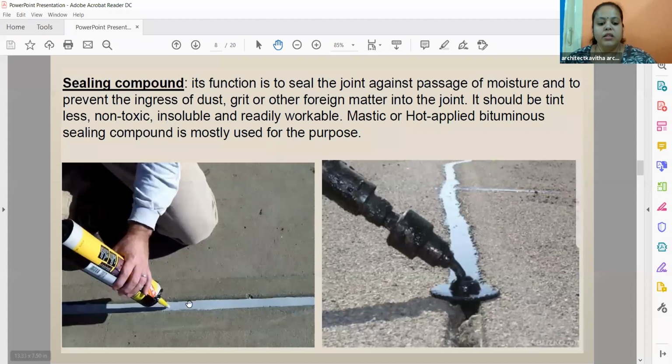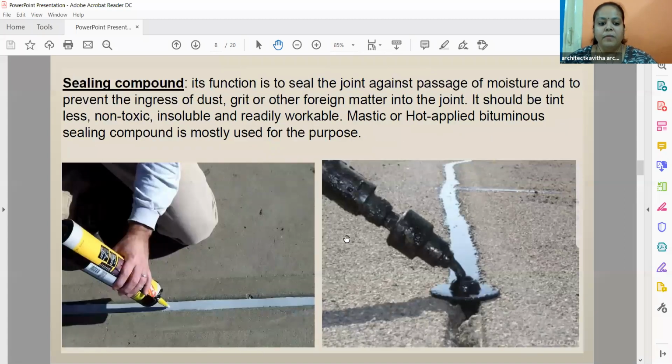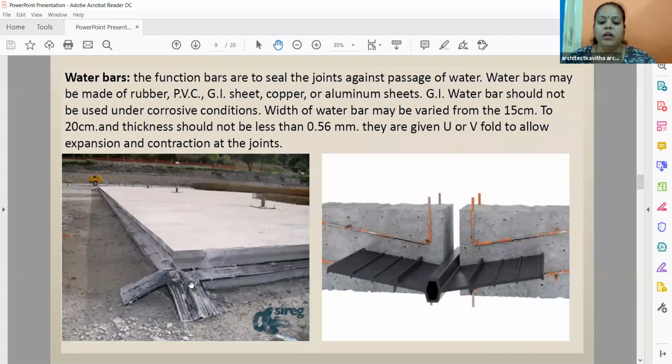Okay. So this is sealing compound. One is joint filler. The other one is sealing compound. The third one is water bars. So what is a water bar? The function of water bars is to seal the joint against passage of water. Water bars may be made of rubber, PVC, GI sheet, copper, or aluminium sheet. So these are the different materials that can be used for the water bar.